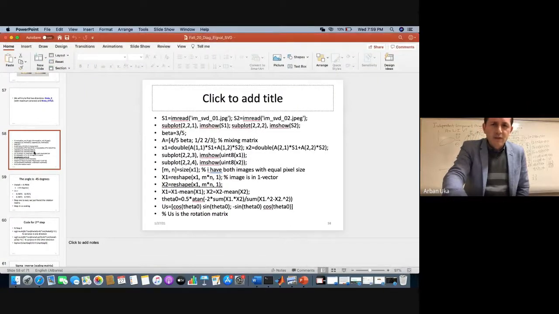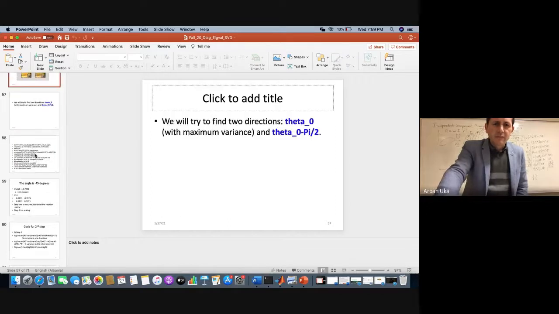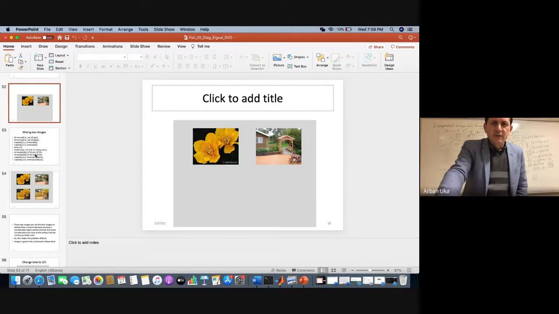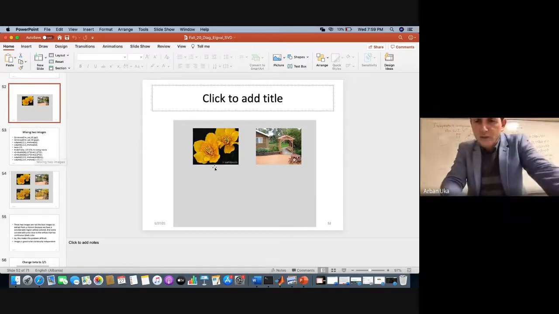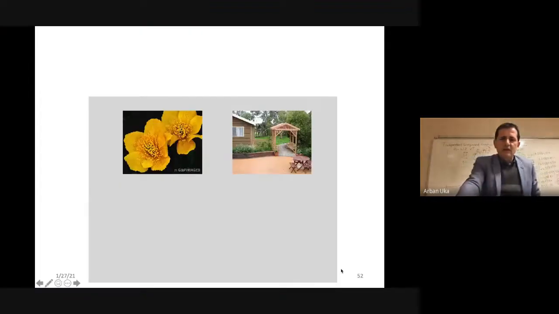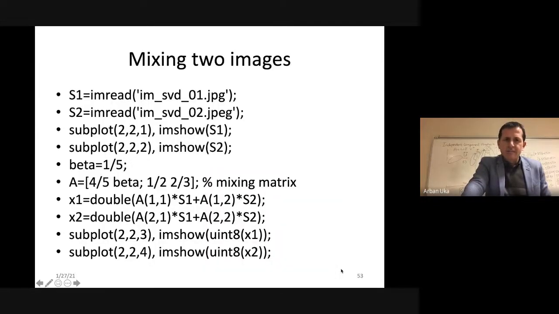So let's assume for a moment that we want to mix two images as they are shown here. Here we see some flowers, a couple of flowers, and a garden side. In order to mix those, first we read the images, and then we just want to see how they look.